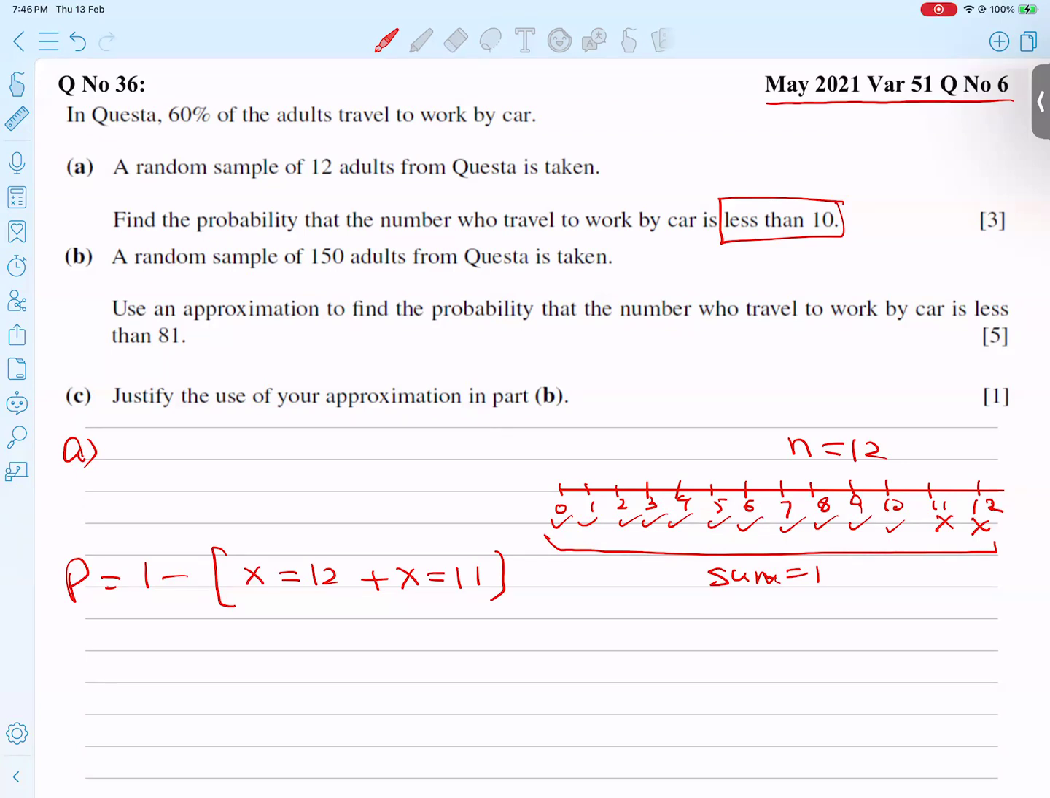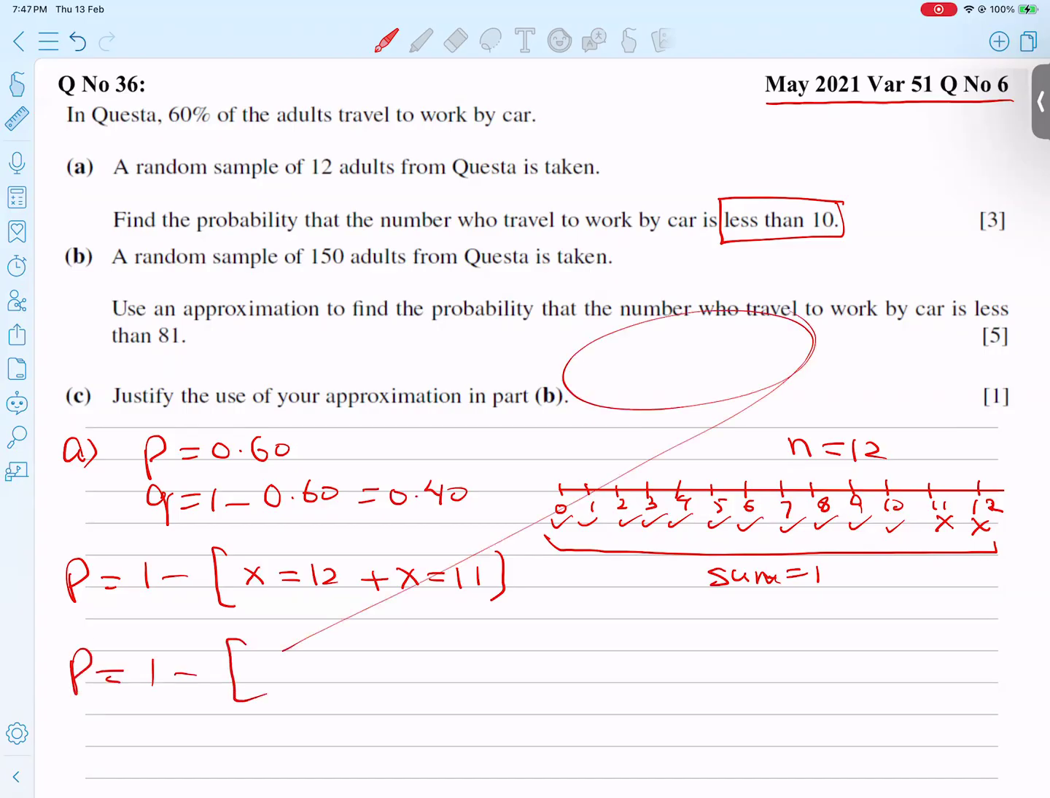So how to do it now? First, what is the probability of favor? Probability of favor is 60%, by car, okay? And he talks about travel by car, so our concern is 60. So P is so simple, 0.60, and Q is naturally 1 minus 0.60, which becomes 0.40. Now I'm going to apply the formula, and the formula is very clear. Binomial formula is nCr q to the power n minus r, p to the power r.